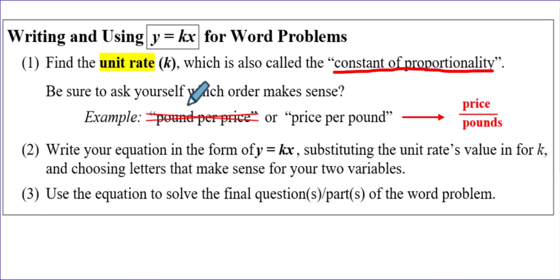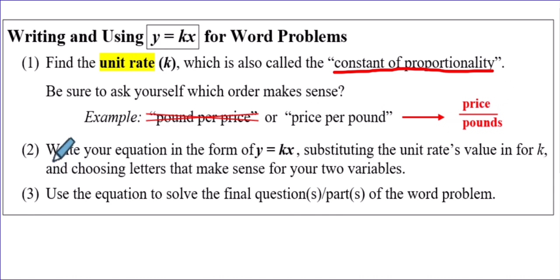You will have to ask yourself, what order makes sense for your division? We know if money's involved, like the price or the cost of something, that's going to go in the numerator. So price per pound makes sense, whereas pound per price, I already crossed it out, would not make sense. So you always have to ask yourself, what order makes sense for the order that you divide in?